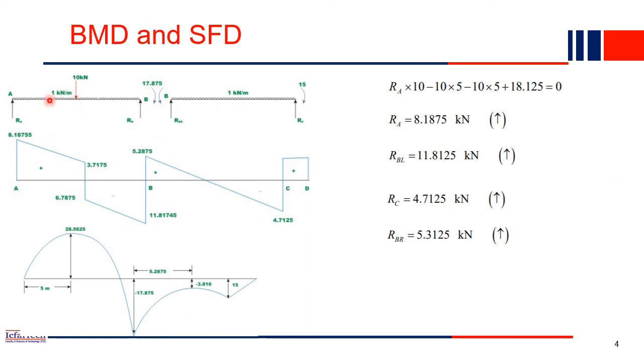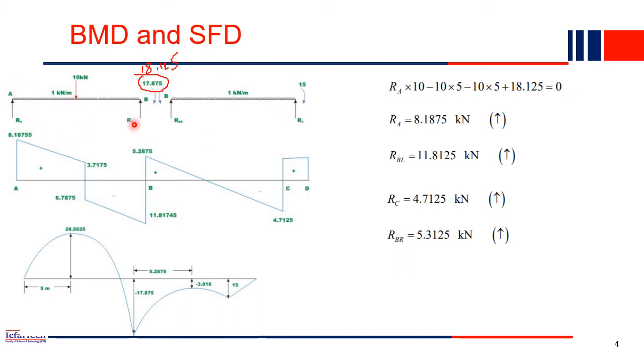Now this entire beam is divided into two parts: this is the left part and this is the right part. At B we already computed 18.125. It is not 17, just change the value. This is the wrong value. We just computed 18.125, so make the correction. The moment at B is 18.125, and we just split the structure into two parts.